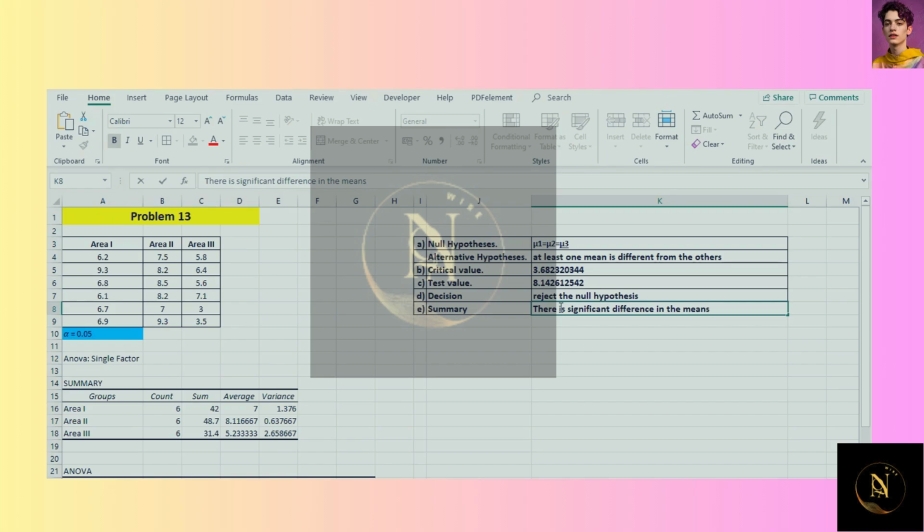So it shows that in some areas or some regions, the per pupil cost may be higher or lower than the others.